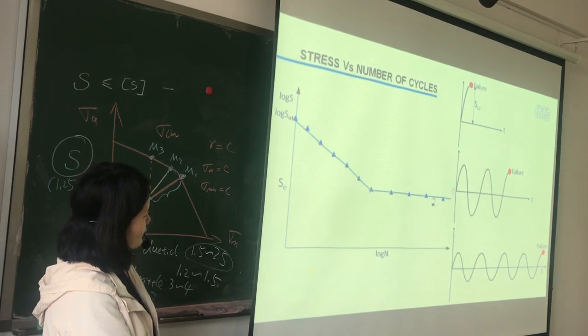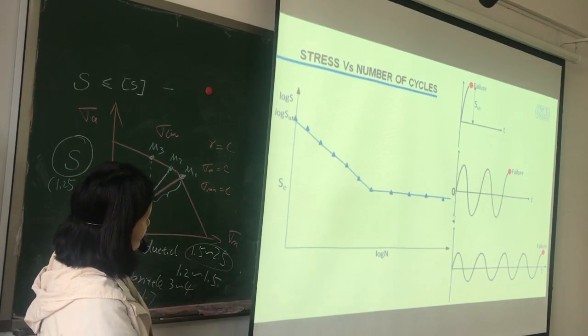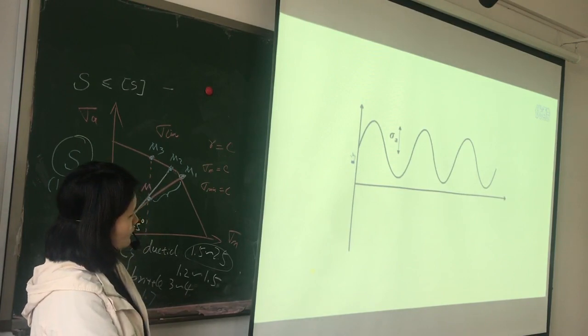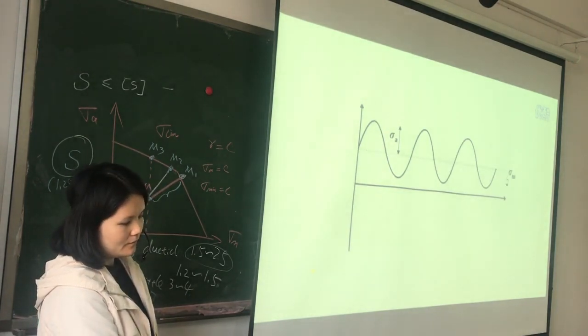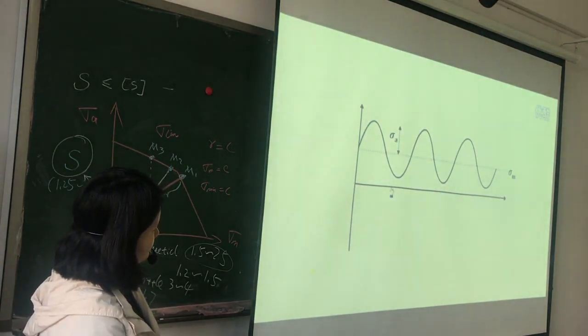But here we have a case of complete stress reversal, where stress mean value was 0. What will be the maximum stress limit for this case, where stress reversal does not happen? It has got a mean value and amplitude. For this purpose, we have to use something called the Goodman diagram.